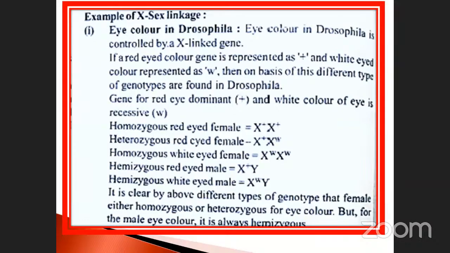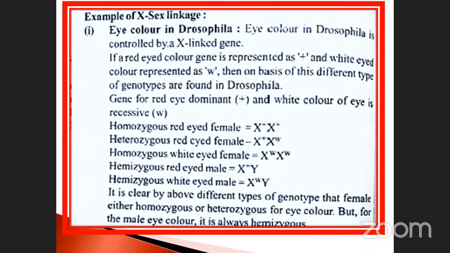What happened? This is called red color but homozygous. Here one is plus in XX female, but W is also present. That's why it's called heterozygous, but red eye is dominant. But in this category, XX female, WW is also recessive, otherwise called white alleles. So the homozygous white-eyed females.